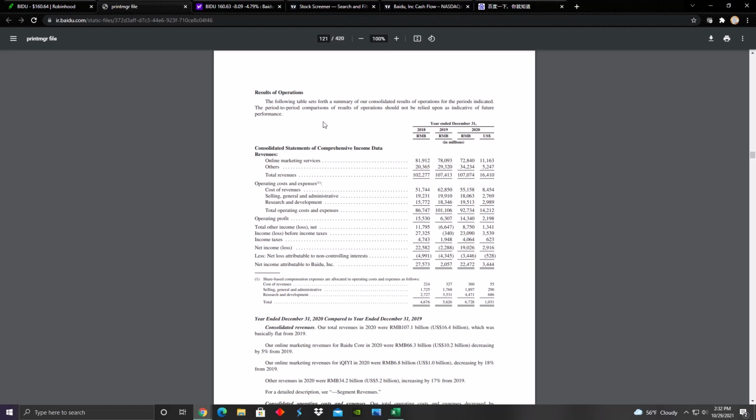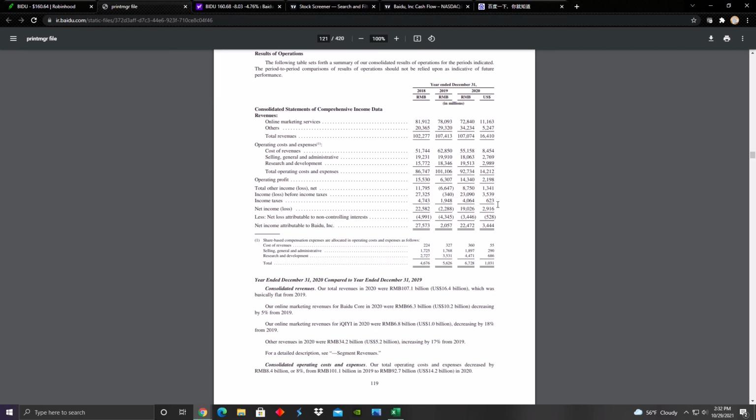And of course, Baidu being a company located in China, they're constantly under extreme regulatory control from the Chinese government, and their business could suffer in the future from unforeseen government intervention and legal regulation.